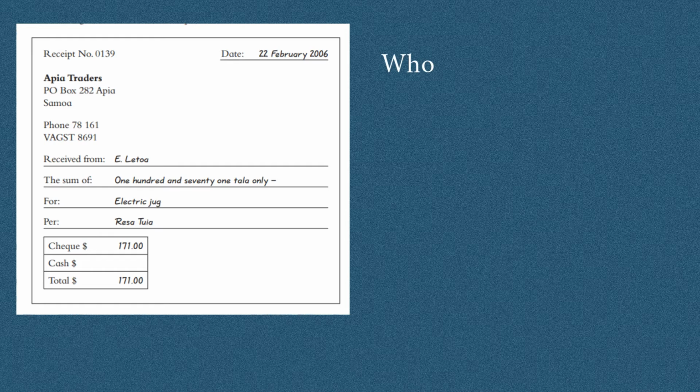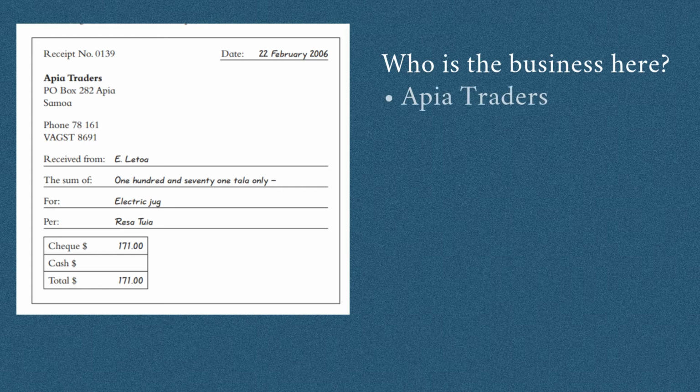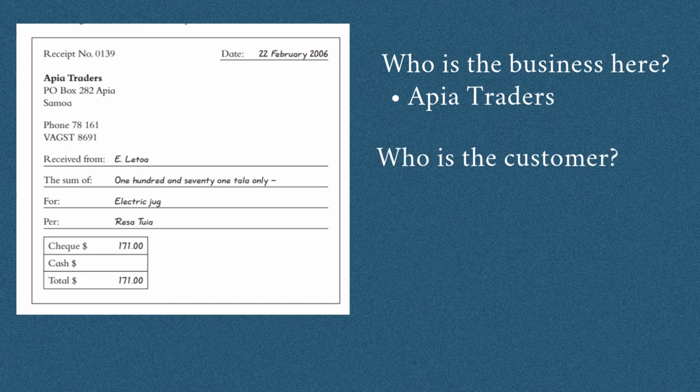The question is, who is the business here? The answer is Appiah Traders. In other words, Appiah Traders is the individual or business who issued the receipt or who receives the cash in this case. And who is the customer? The customer is usually found in the details section of the receipt after the phrase received from. According to the receipt, the person whom Appiah Traders received cash from is a lessor.